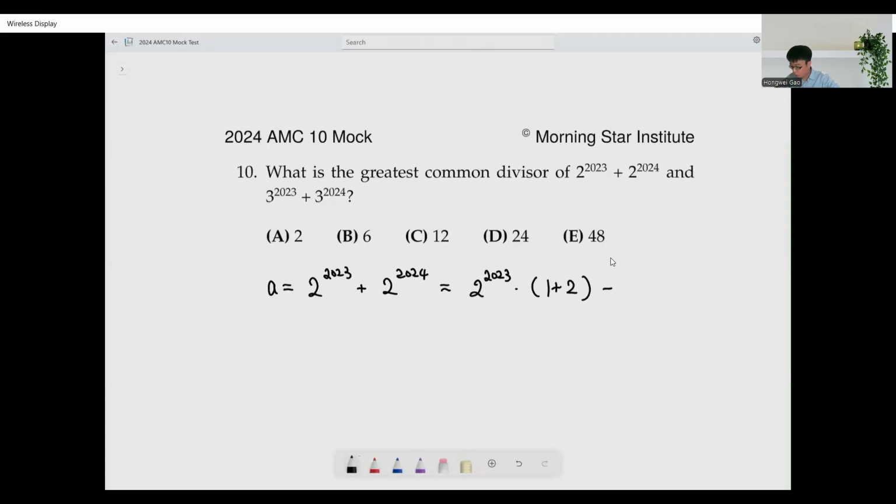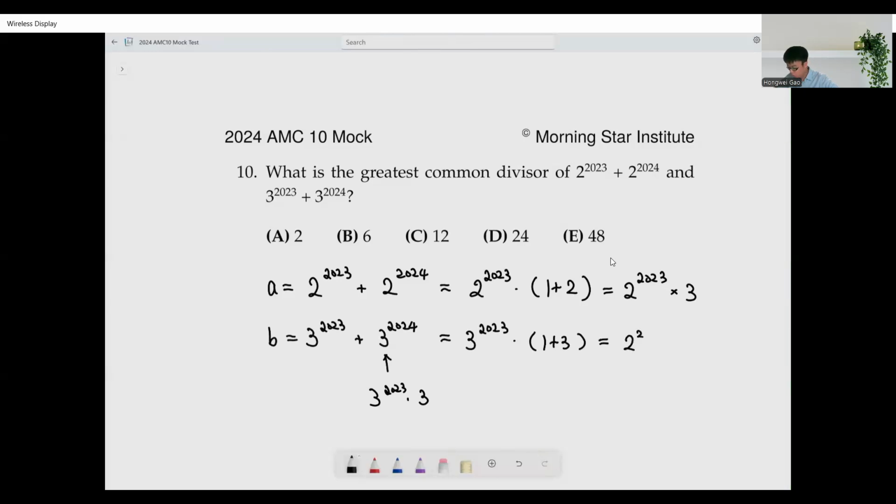Which is equivalent to 2 to the power 2023 times 3. Similarly, let's call the second number B, which is 3 to the power 2023 plus 3 to the power 2024. Now the second number can be viewed as 3 to the power 2023 times 1 more 3. So we can factor 3 to the power 2023 times (1 plus 3). In other words, the latter part is 4. 4 is equivalent to 2 squared times 3 to the power 2023.